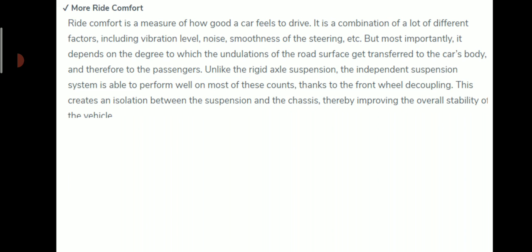But most importantly, it depends on the degree to which the undulations of the road surface get transferred to the car's body and therefore to the passengers. Unlike the rigid axle suspension, the independent suspension system is able to perform well on most of these counts. This creates an isolation between the suspension and the chassis, thereby improving the overall stability of the vehicle.